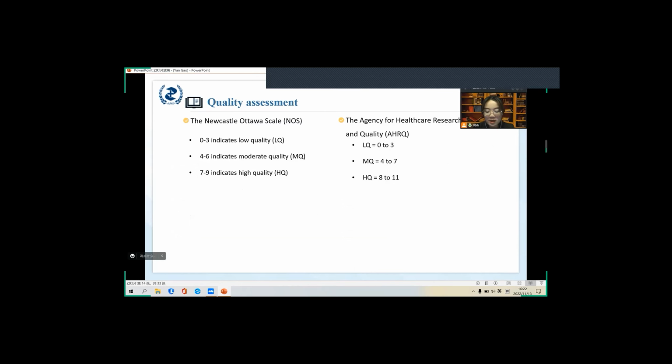The Newcastle-Ottawa scale was designed to assess the quality of cohort and case-control studies, and the Agency for Healthcare Research and Quality recommendation checklists were used to evaluate the quality of cross-sectional studies and other descriptive studies.